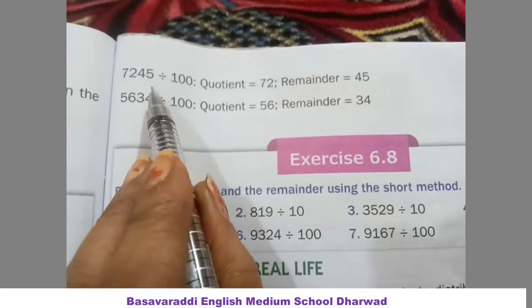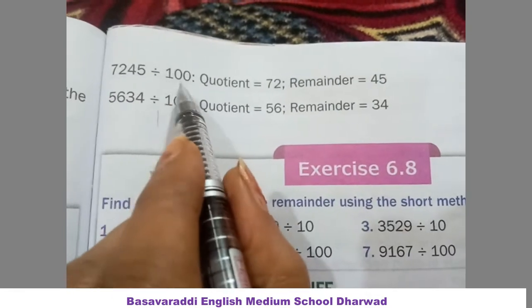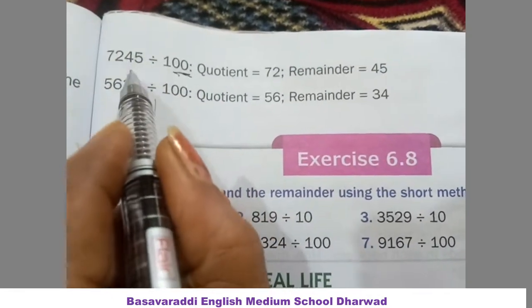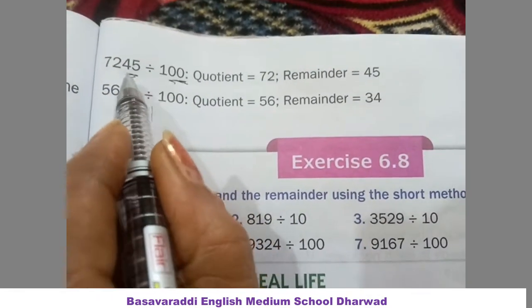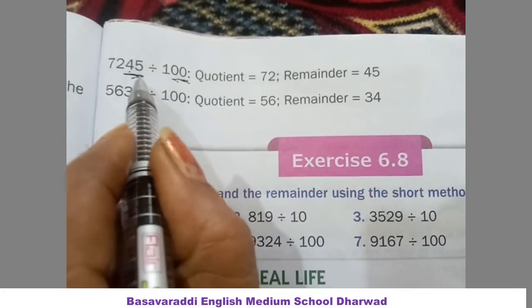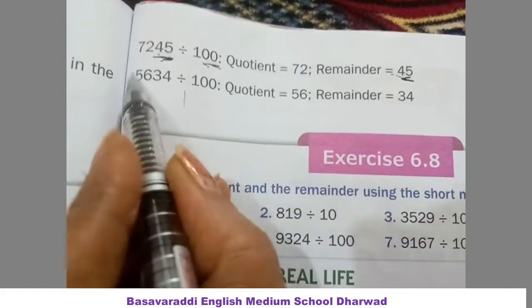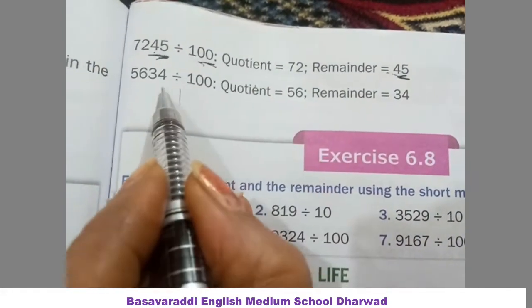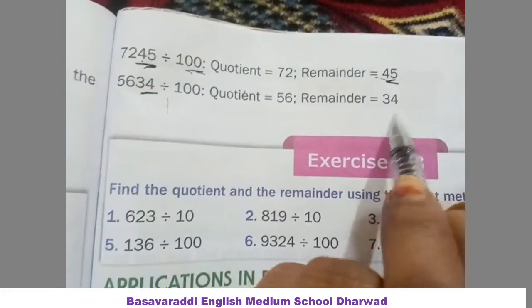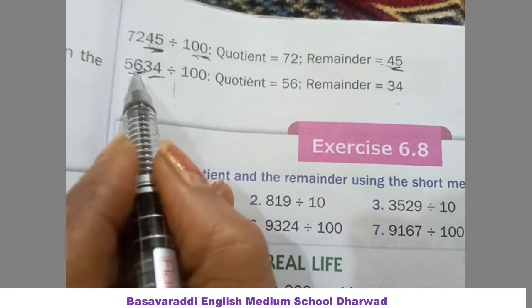7245 divided by 100. 2 zeros means the 1's and 10's places. So here are the 1's and 10's. 45 is the remainder and 72 is the quotient. Here also, 34 is the remainder, and the other part, 56, is the quotient.